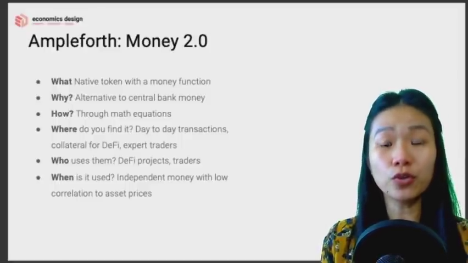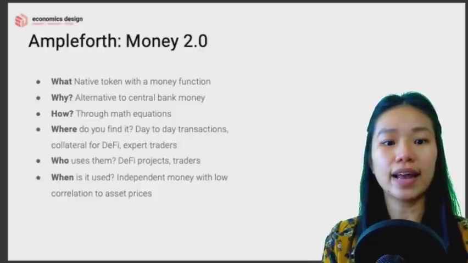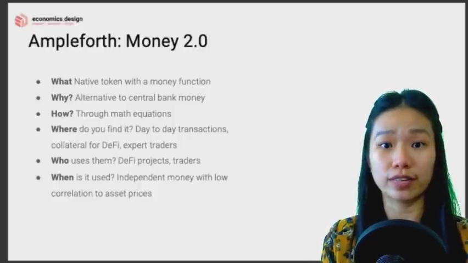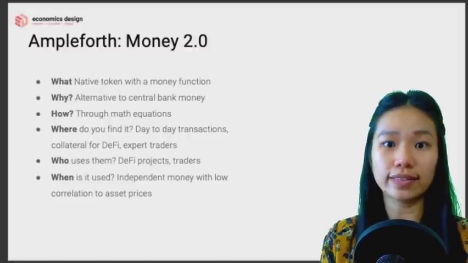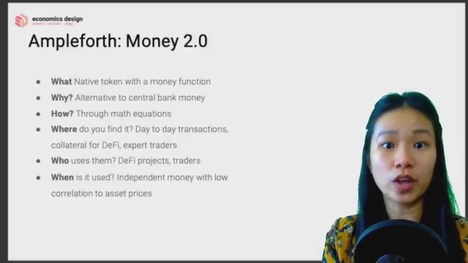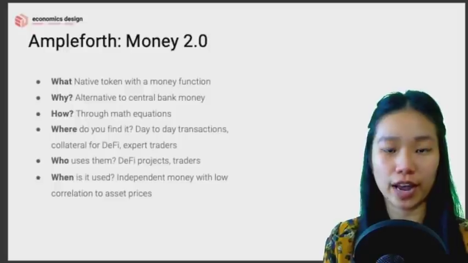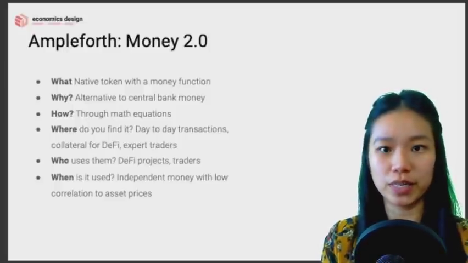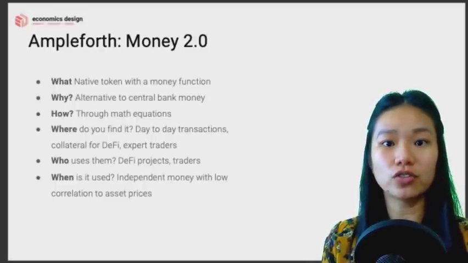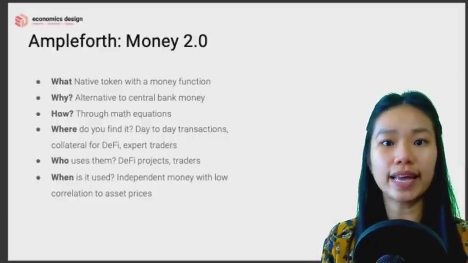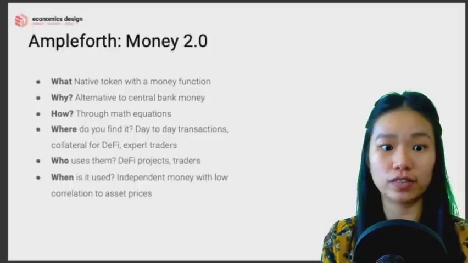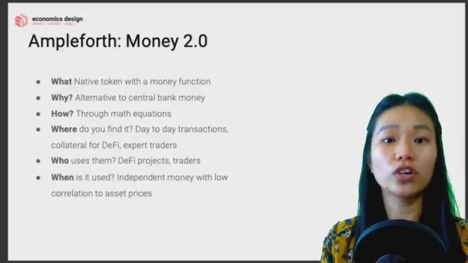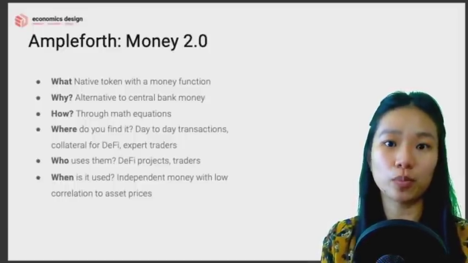However, the other cool thing about Ampleforth is that it has low correlation to asset prices. So this makes it a good asset to add into your investment portfolio, if you're into that kind of stuff. I will not go deeper into portfolio management and investment because that's not the goal of this channel. The goal of the channel is really to explain the internal economic structure and the economics design of all these different projects. I'm just saying, one of the use cases is to put it in your portfolio.